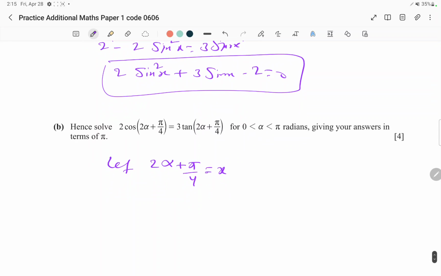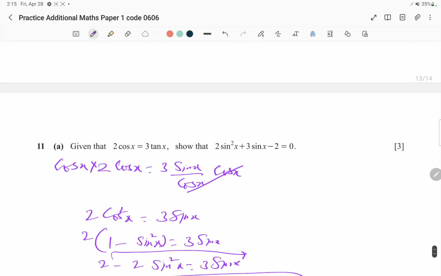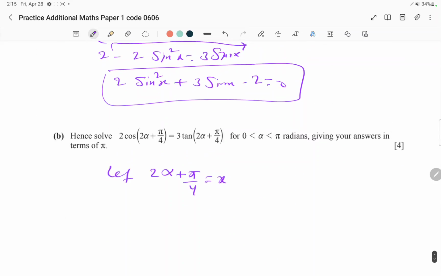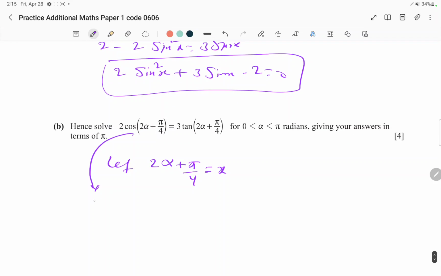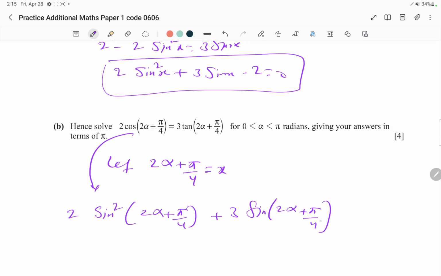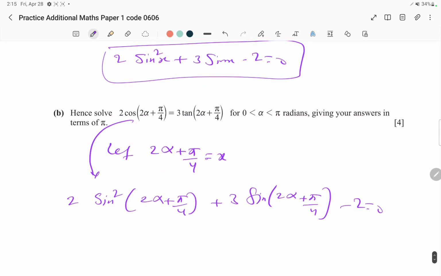Okay, so it will be 2 cos x equals 3 tan x, this, which can be written as 2 sine square x plus 3 sine x minus 2 equals 0. So when you solve it, then you will get 2 sine square (2 alpha plus pi over 4) plus 3 sine (2 alpha plus pi over 4) minus 2 equals 0, right?